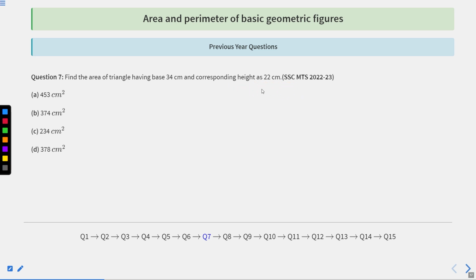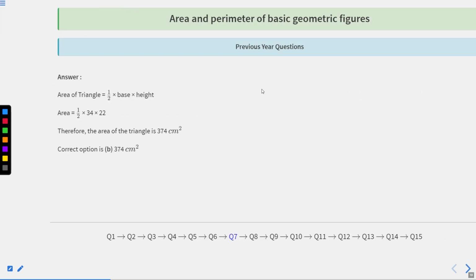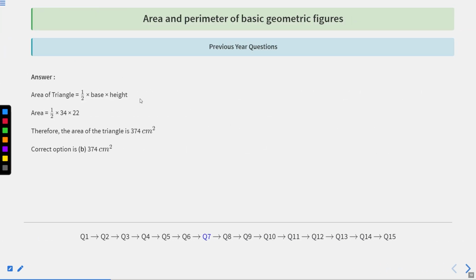Again, whenever area of triangle comes up, the formula should strike your mind. Half base into height or Heron's formula. Which one should I use? The question clearly provides me with the details of base and height. So definitely I am going to use half base into height.